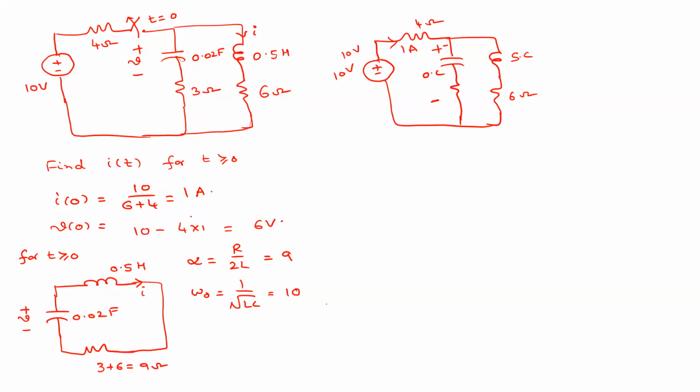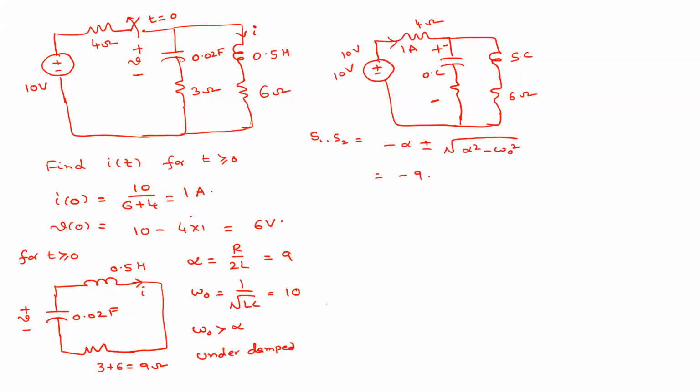If you notice, omega naught is greater than alpha. What kind of response is it? Underdamped. So what are the roots for this case? S1, S2 are minus alpha plus or minus the square root of alpha square minus omega naught square, right?